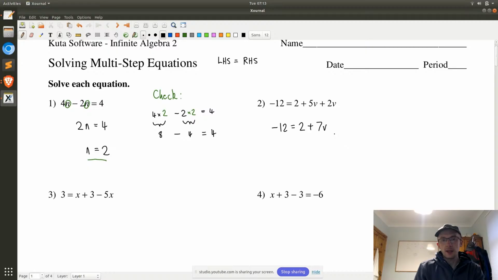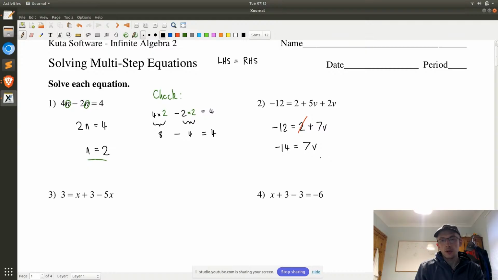And my aim is to get v by itself. So I take away 2 from both sides. Taking away 2 from negative 12 gives me negative 14 on the left-hand side. And taking away 2 from the right-hand side means that this guy disappears, because I've taken away 2. So I'm just left with 7v on the right-hand side.